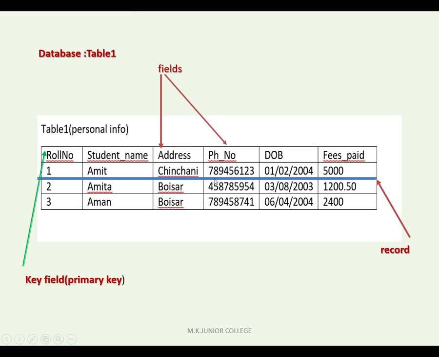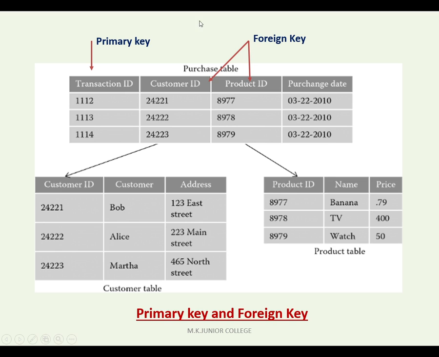In this example it's shown what the fields are. So here all these are the fields. Then a record: one complete row is called a record. This blue highlighted line, this complete row, is called a record. And what is a key field? Primary key. So here roll number is a primary key or key field, because it is unique in your database.